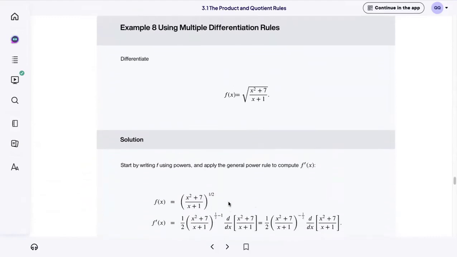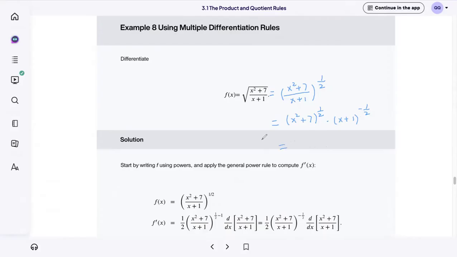Okay, let's see this one. So this asks us to use multiple differentiation rules. Let's see. So first, we're going to rewrite this function as such. We're going to write it as x squared plus 7 raised to the half, divided by x plus 1 raised to the half. Then the bottom one, we're going to write it as negative. So we're going to split, writing x squared plus 7 raised to the half, then multiply by x plus 1 raised to negative half. So as you can see, I'm going to use the product rule.